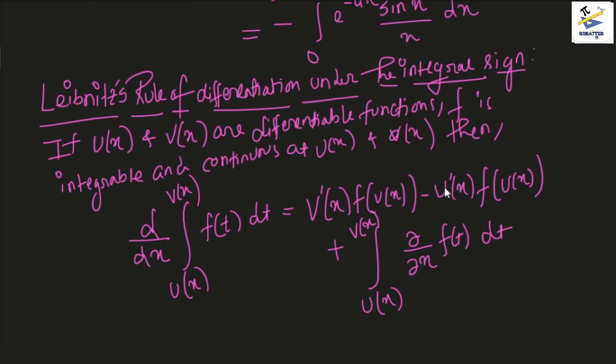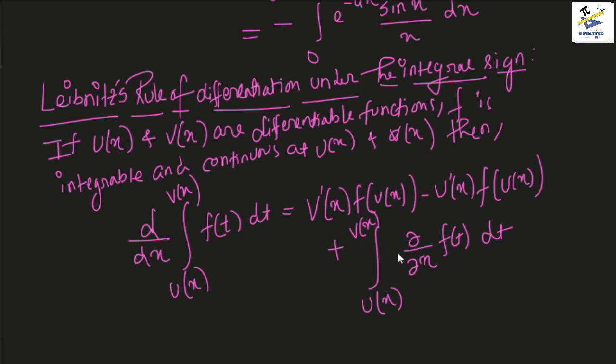So let me just read it out again and may make any doubts clear here. So if u of x and v of x are two functions of x which are differentiable, and if f is integrable and f is continuous at all values which u of x or v of x attains, then if you are trying to differentiate an integral with limits u of x and v of x, and the function you are trying to integrate is f of t, if you differentiate it with respect to x, the answer becomes v dash x, which is the derivative of v x, multiplied by f of v x minus u dash x into f of u x plus the integral from u of x to v of x.